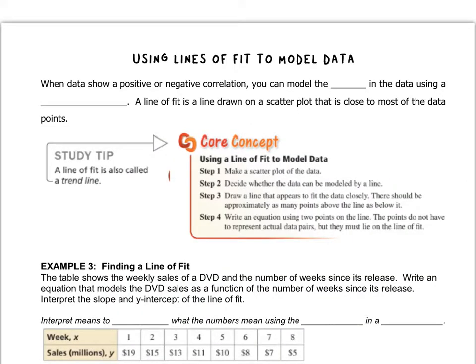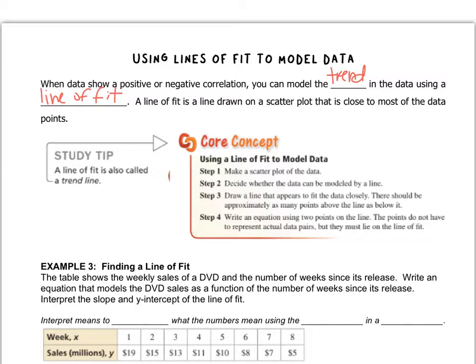So we just saw scatterplots that showed correlations, that they showed a relationship, whether it was increasing or decreasing, positive or negative. When you have that, you can model the trend by using something called a line of fit. And a line of fit is a line that we draw on the scatterplot that is kind of near most of them to represent them in just one line rather than a bunch of random data points.